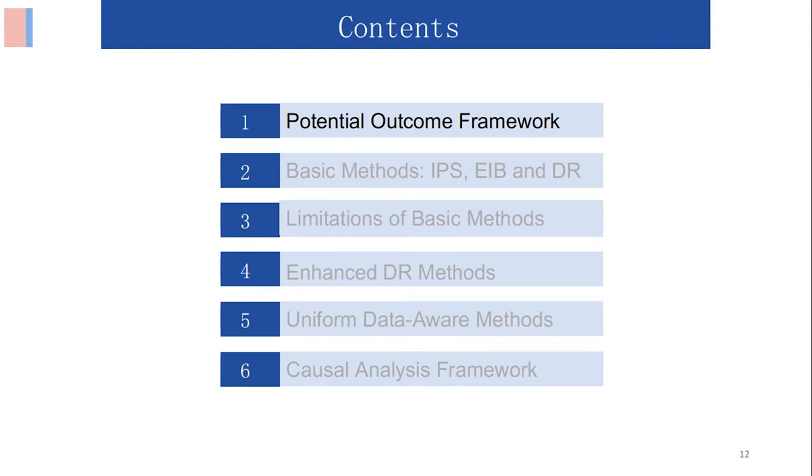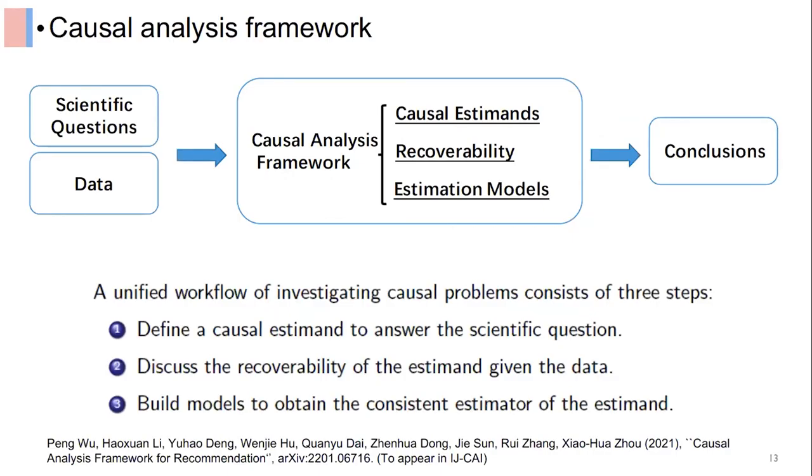Let's see the first section. In the field of causal inference, a unified workflow of investigating causal problems consists of three steps. In the first step, define a causal estimand to answer the scientific question. A causal estimand is also called a causal parameter. In the second step, we discuss the identifiability of the estimand given the data collected. Finally, build models to derive a consistent estimator of the estimand, thereby drawing conclusions. The unified workflow is called the causal analysis framework.